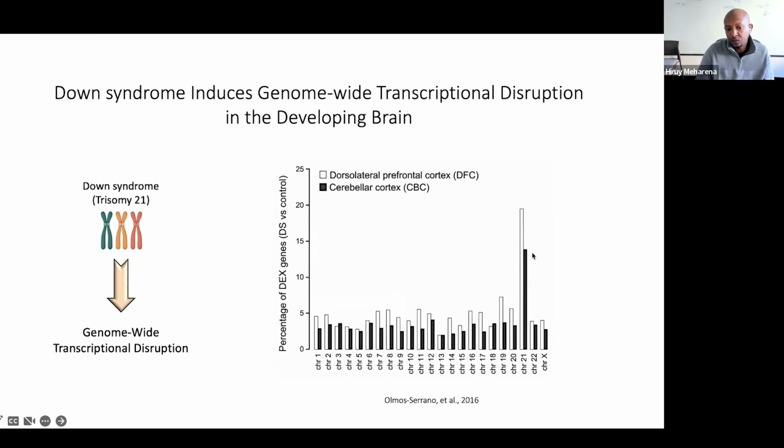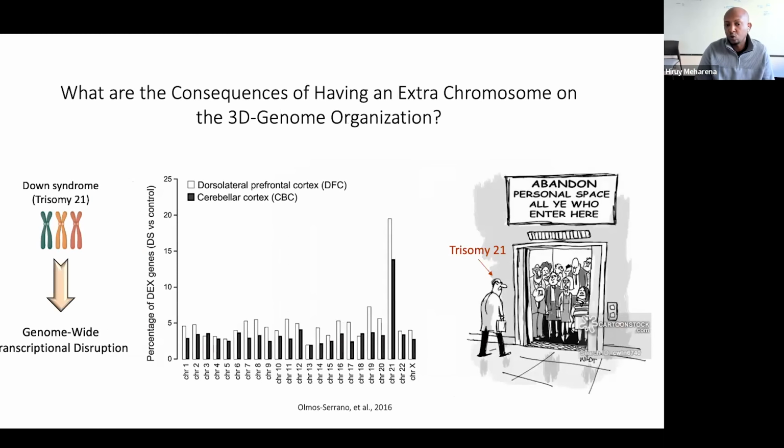When I first started my postdoc, I was really interested in understanding how the triplication of chromosome 21 impacts the nuclear architecture. If we think of the nucleus as an elevator and every chromosome as individuals in the elevator, then my thought was maybe the triplication of chromosome 21 would require every other chromosome inside that elevator to reorganize themselves in order to accommodate this third chromosome. And that might be associated with the genome-wide disruption in gene expression.